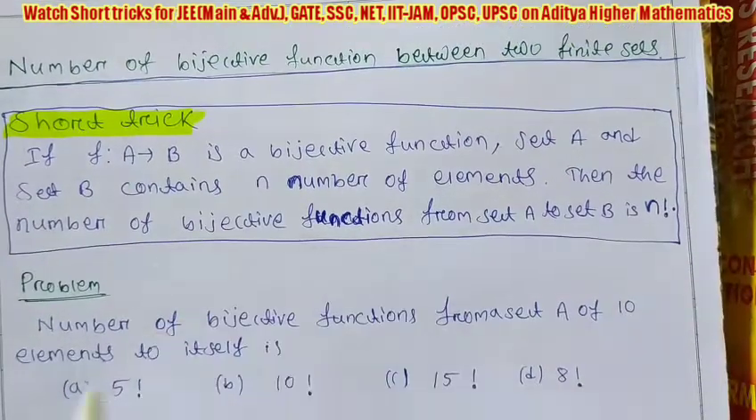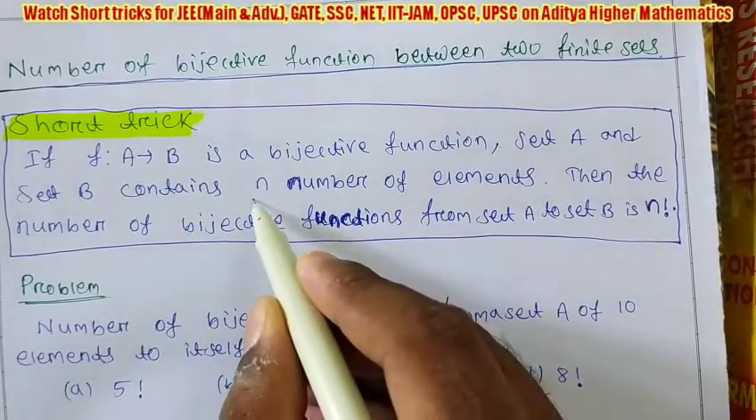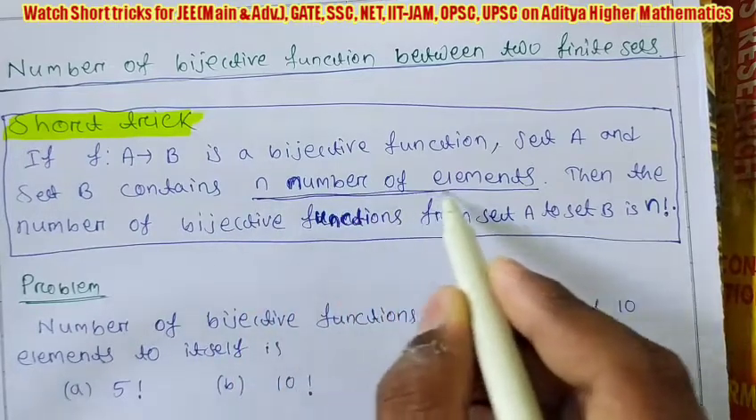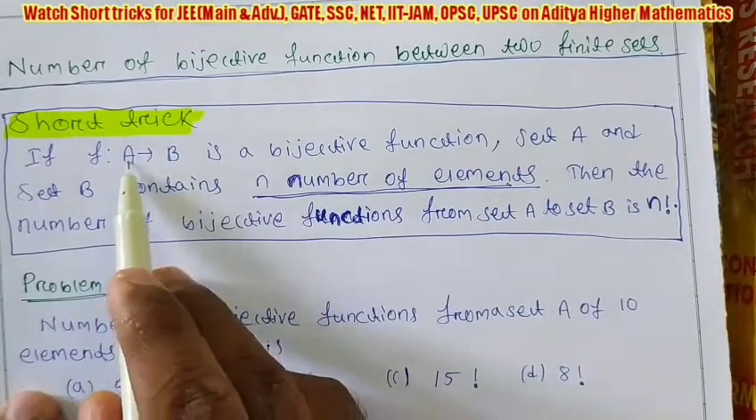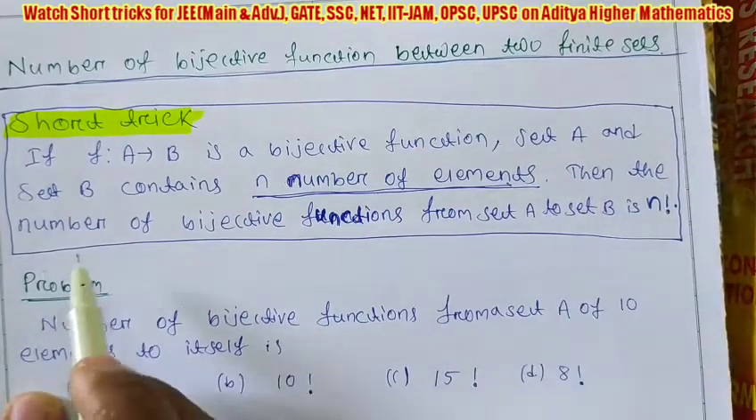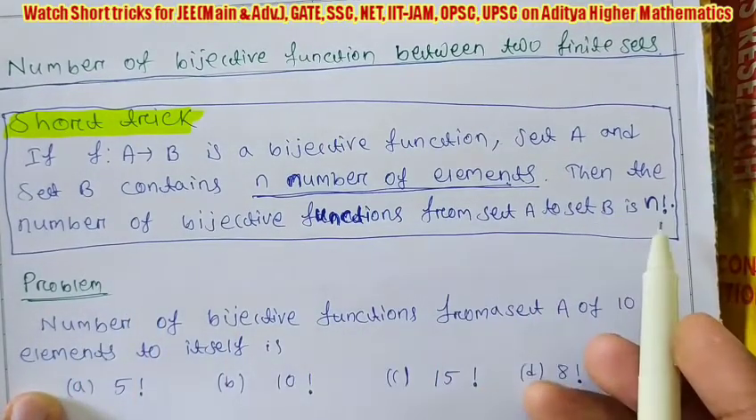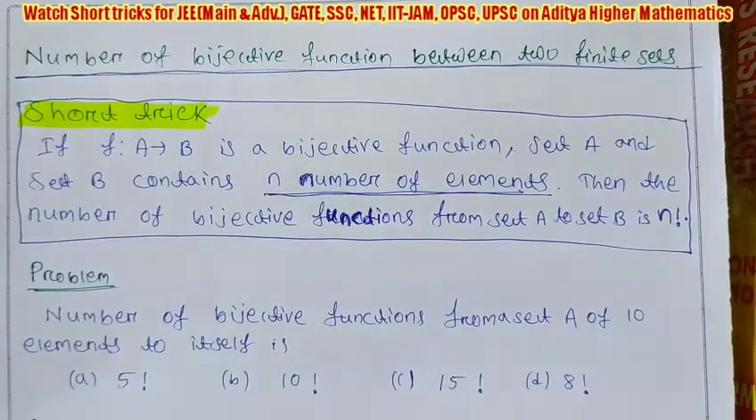If A and B are two finite sets and f is a mapping from A to B which is a bijective function, and set A and set B contain n number of elements, note that both sets contain n elements, and I told you if it is a bijective function then they must have the same number of elements. That means here you have to understand both A and B contain n number of elements. Then what is the trick? The number of bijective functions from set A to set B is n factorial. That means whatever number of elements is given, we only have to find its factorial to get the number of bijective functions.